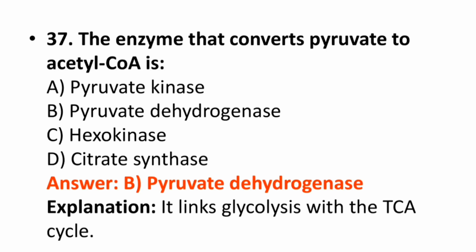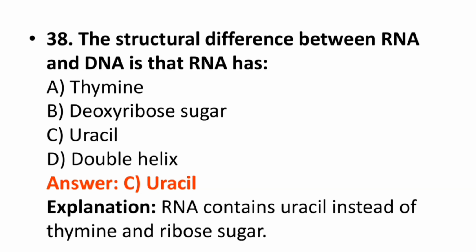The enzyme that converts pyruvate to acetyl coenzyme A is option A, pyruvate kinase, option B, pyruvate dehydrogenase, option C, hexokinase, option D, citrate synthase. The correct answer is option B, pyruvate dehydrogenase. It links glycolysis with the TCA cycle.